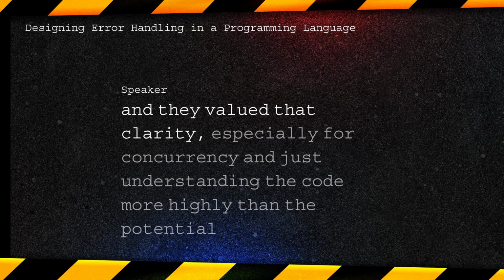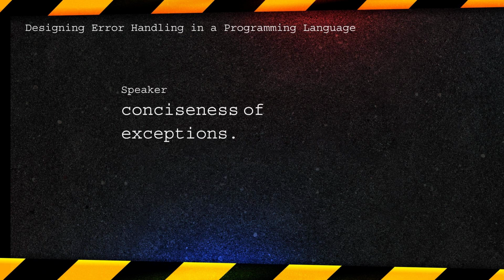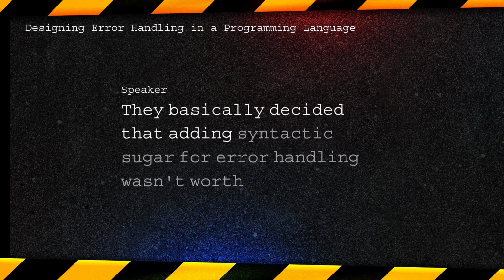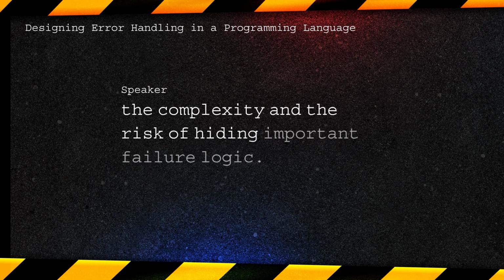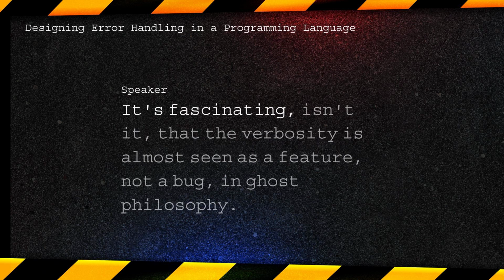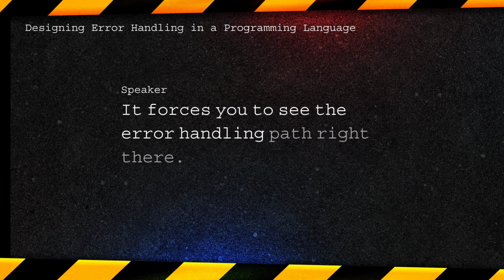And they valued that clarity, especially for concurrency and just understanding the code, more highly than the potential conciseness of exceptions. They basically decided that adding syntactic sugar for error handling wasn't worth the complexity and the risk of hiding important failure logic. It's fascinating, isn't it, that the verbosity is almost seen as a feature, not a bug, in Go's philosophy. It forces you to see the error handling path right there.